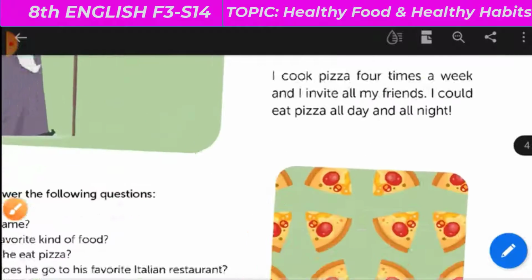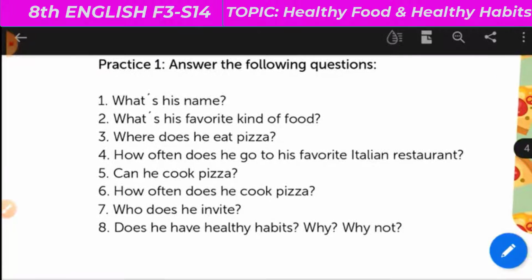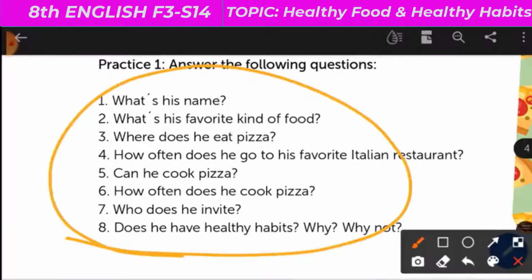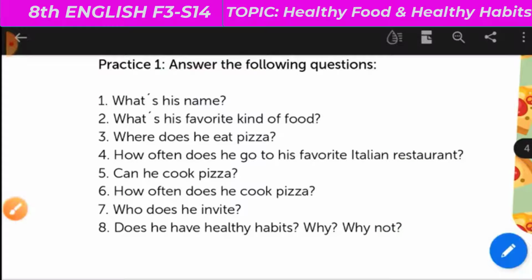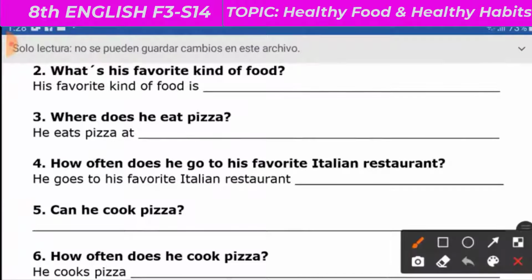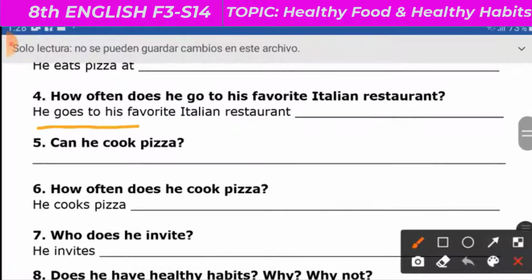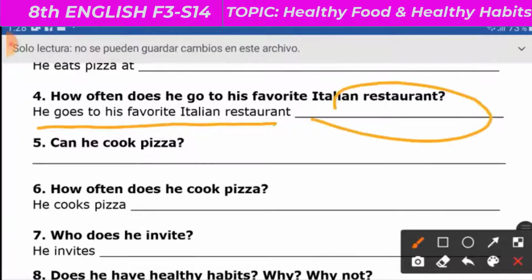Okay? Attention here, porque las preguntas todas se responden con information que está aquí. Vamos a poner un example de cómo responder these questions in English para ayudarte. Let's see the example. Here are the questions. Answer the following questions. What's his name? His name is Pizza Wizard. What's his favorite kind of food? His favorite kind of food is pizza. Where does he eat pizza? He eats pizza at, and you write it. How often does he go to his favorite Italian restaurant? Usted escribe la respuesta, yes?